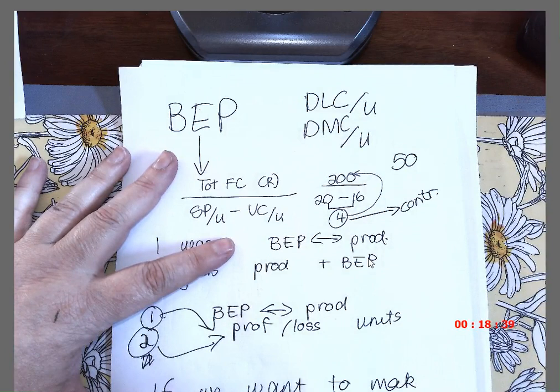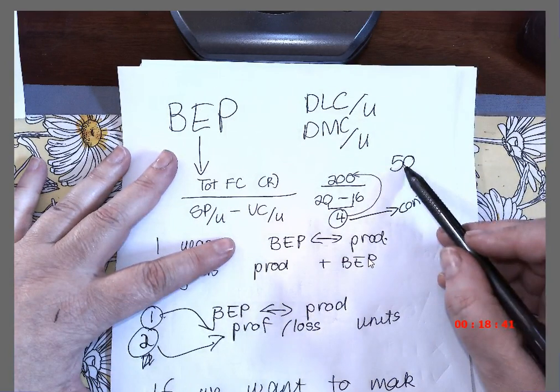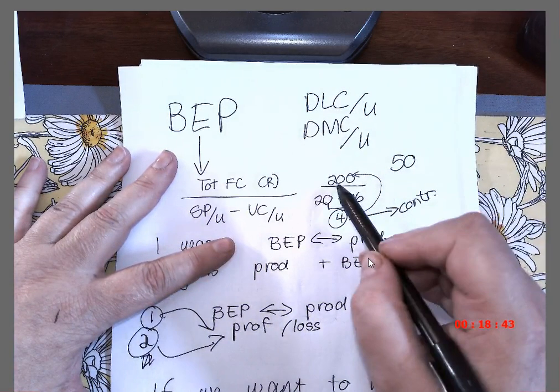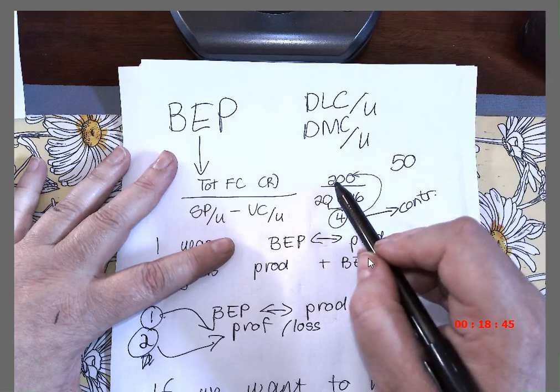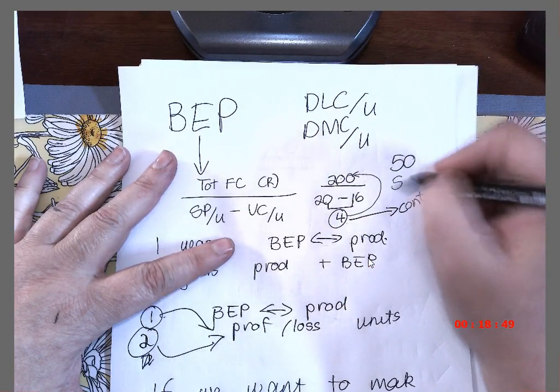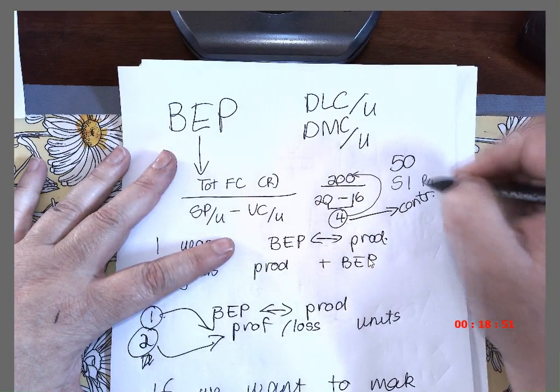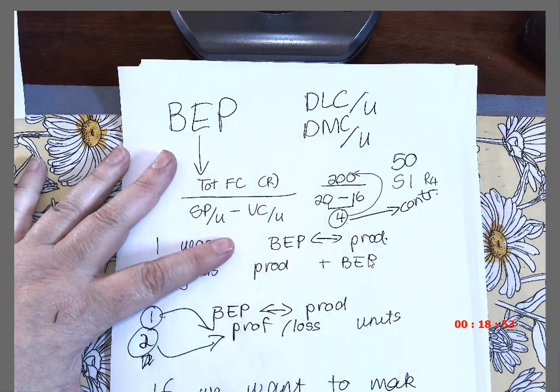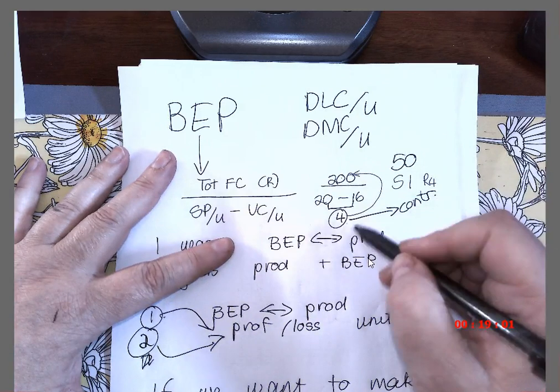Meaning, once I sell 50 units, my fixed costs are covered, and now with unit 51, I will make 4 rand profit. 52 units, 8 rand. 53 units, 12 rand, and so forth. Okay. So now I'm going to use that principle.